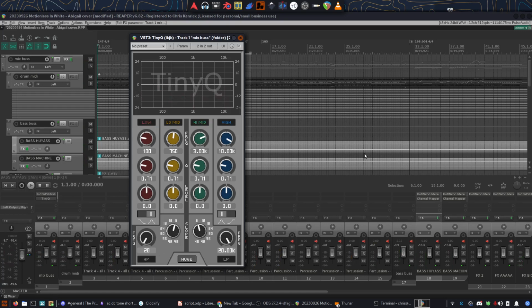In addition to that, you have four bands of EQ. The middle two are bell-shaped with a variable Q, and the low and high bands are the same, but also switch role to be low or high shelf.